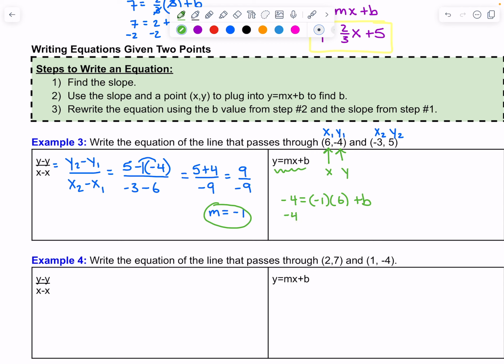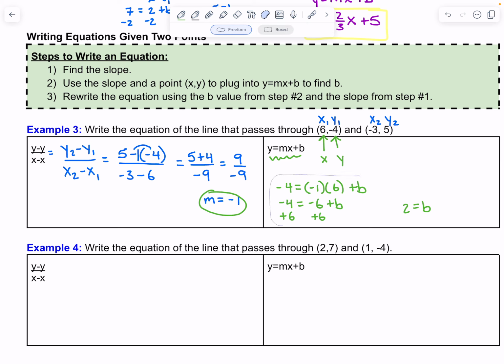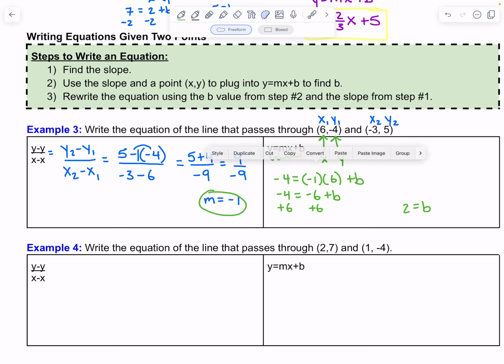So then we get negative 4 equals negative 1 times 6, which is just negative 6, plus b. And then let's add the 6 to both sides. Since it's negative, we need to add. And then negative 4 plus 6 will give us 2 for our b value. I'm going to scoot this up so they're all nicely lined up here. So 2 ended up being our b value.